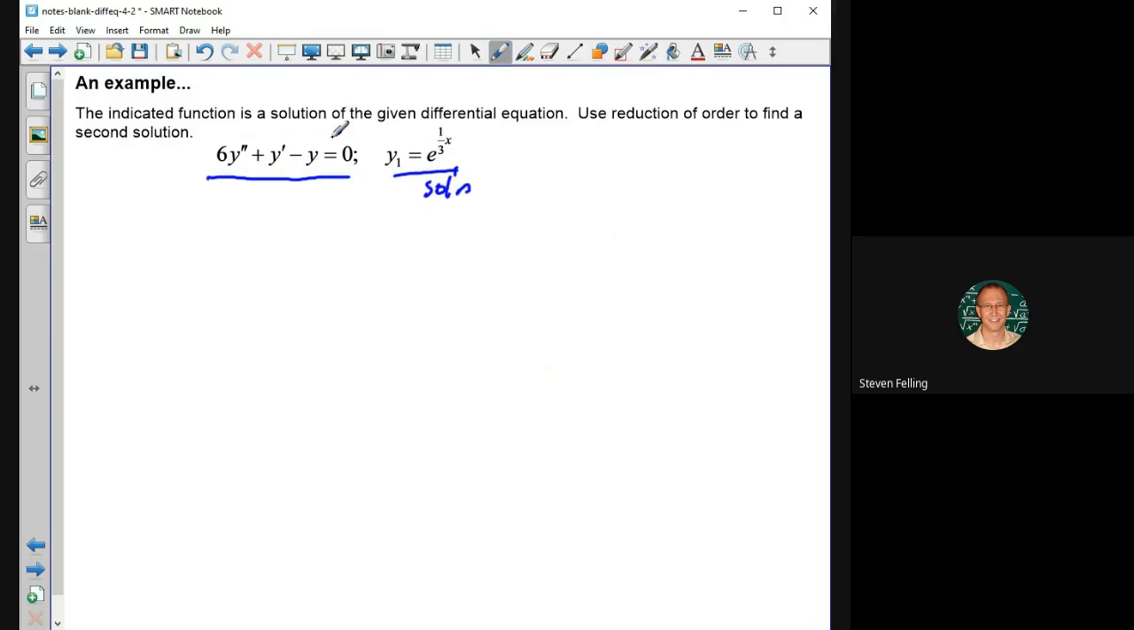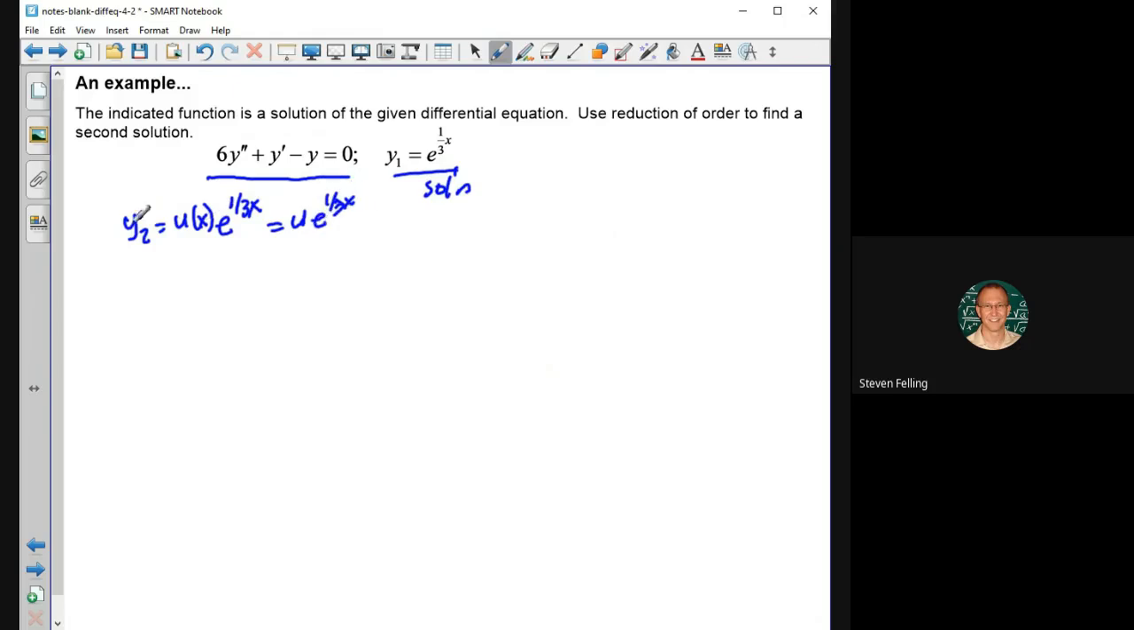All right, so here's how we do it. First thing we're going to do is postulate that the second solution, y2, is some function u, which is really a function of x, times the first solution. To keep things a little simpler, rather than have all these parentheses, I'm just going to write this u as u, but we'll know that it's actually a function of x.